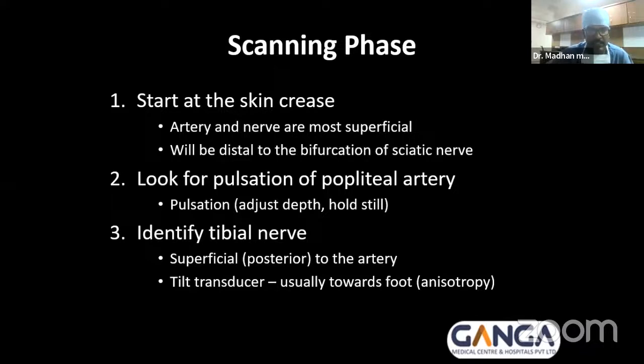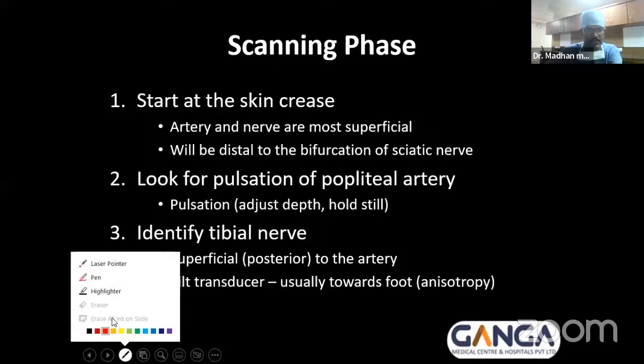The next point is to look for the pulsation of the popliteal artery. This is much appreciated if you hold the probe still, and you can even confirm the pulsation of the popliteal artery with the color Doppler. Then the third point is to identify the tibial nerve. The tibial nerve usually lies superficial or posterior to the popliteal artery, and a slight tilt of the transducer, usually towards the foot, is always necessary to minimize the anisotropy.